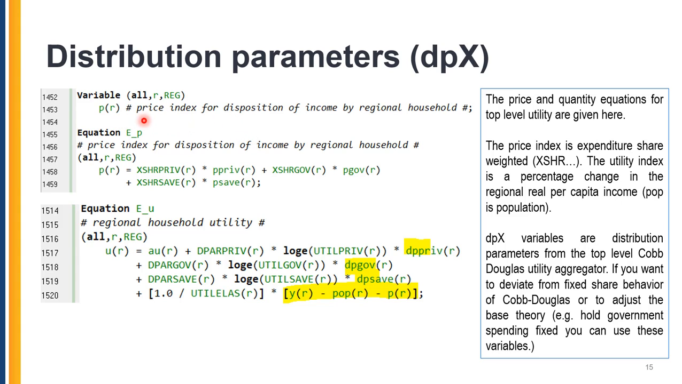So we have the price index for disposition of regional income, and then here we have that share weighted price index definition, so all of these shares. And then we have the regional household utility function, and so this is how we calculate it. And so you see here a level for the distribution parameter on private, distribution parameter on government, distribution parameter on save. So you see all three of them in their level multiplied by the log of the percentage change variable, so the dp_priv, dp_gov, and dp_save.